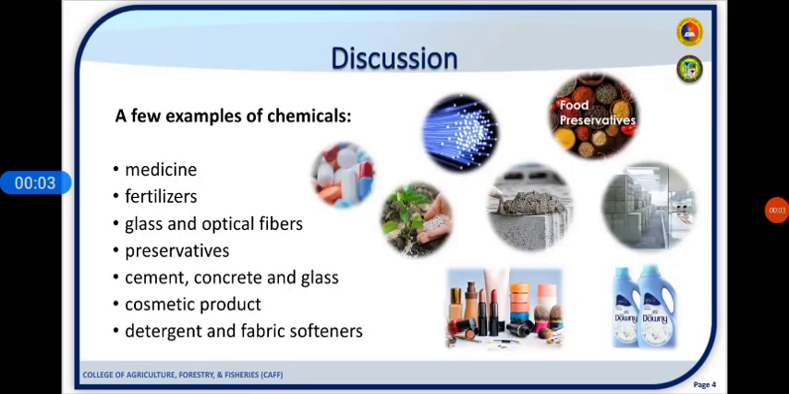Okay, so let's continue. Here are a few examples of the chemicals formulated by chemists, and until today, these chemicals are very useful in our daily life. First one, you have the medicines, and the next, fertilizers, and the next one, glass and optical fibers, preservatives, cement, concrete and glass, cosmetic products, detergent and fabric softeners.